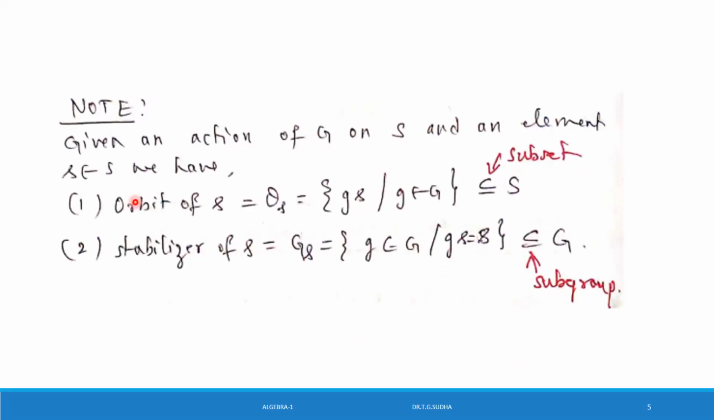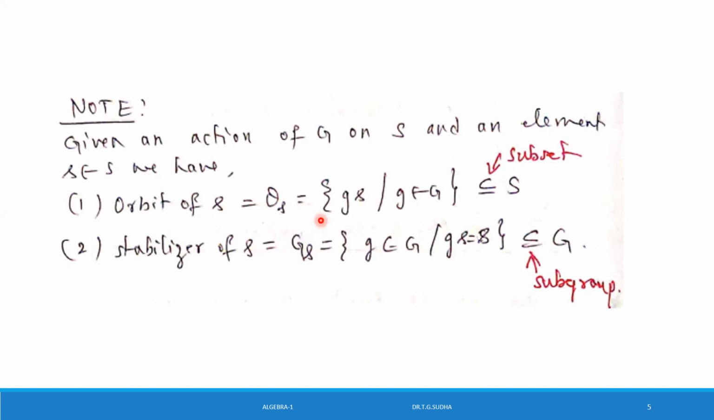Now let us look into this note. Therefore, we have two sets, that is the orbit as well as the stabilizer of an element s of a G set S. So given an action of G on S and an element s belonging to S, we have the orbit of s as well as the stabilizer of s. Orbit of s is denoted as O suffix s. Stabilizer of s is denoted as G suffix s.